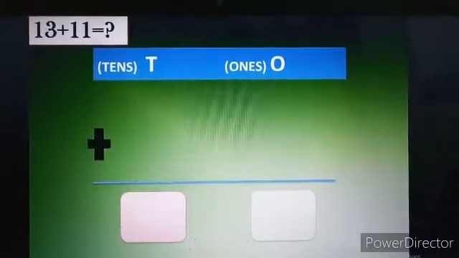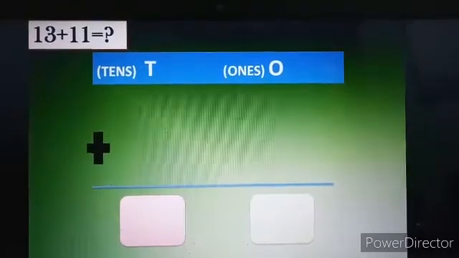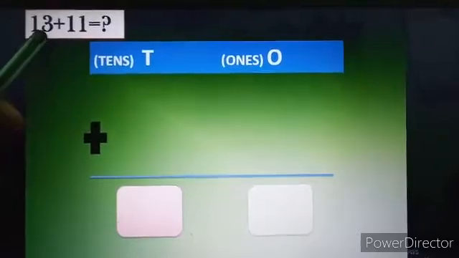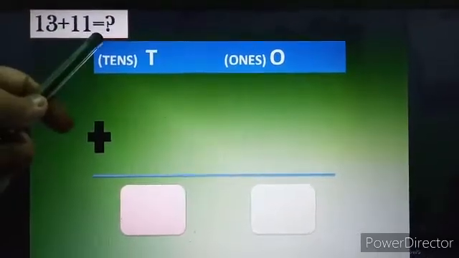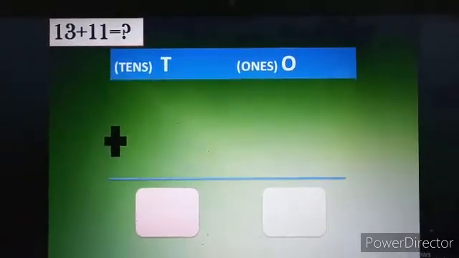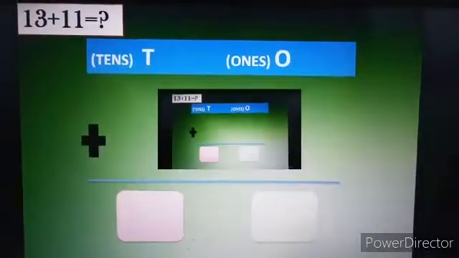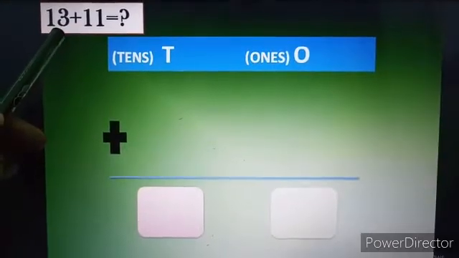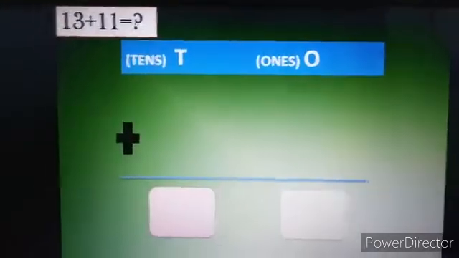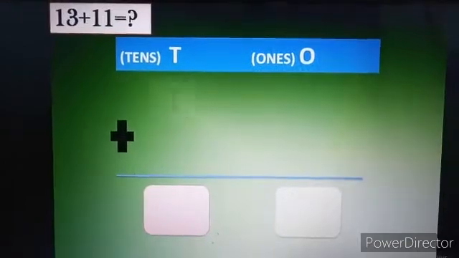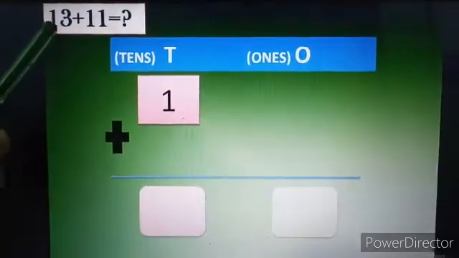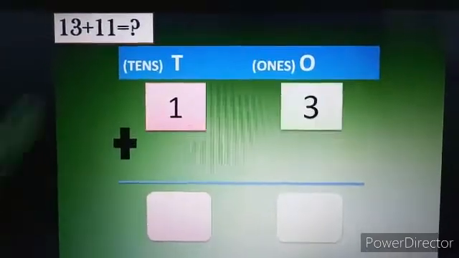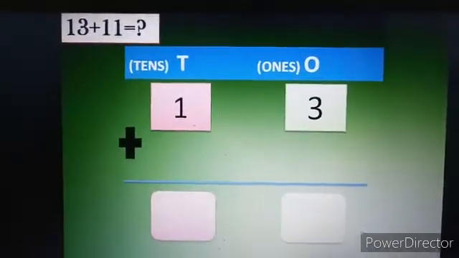Now let's practice some examples. Okay, see children, here I have written one question, that is 13 plus 11 equals how much? We don't know. Let's do it. Here first, what we have to do is write this 13 in its respective place values. So what will we write? We will write 1 in the tens place and then 3 in the ones place.